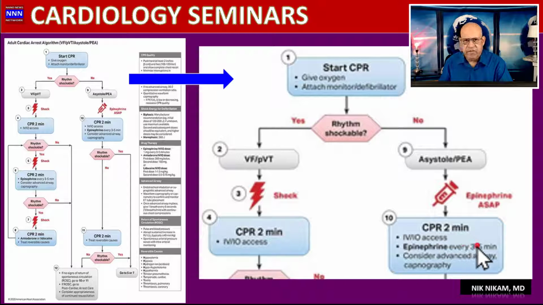You repeat epinephrine every 2 to 3 minutes. At the same time, you get an IV access.